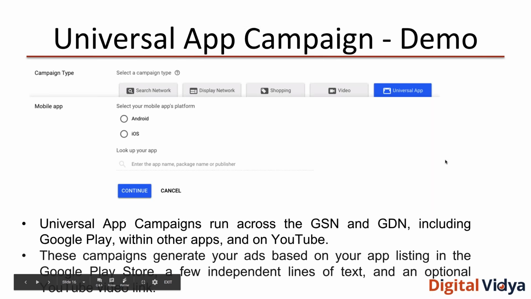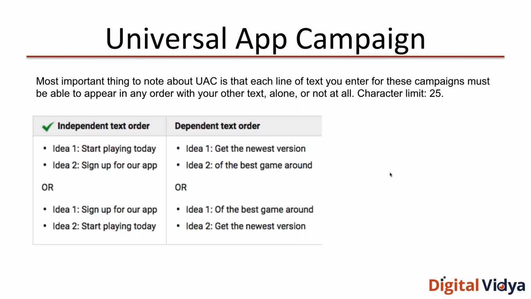So universal app campaigns, where do they run? As you saw, they can run on Google Search, they can run on Google Display Network, they can run on Google Play Store, and even within other apps or on YouTube. They generate ads based on your app listing on Play Store along with a few independent lines of text and an optional video link from YouTube.